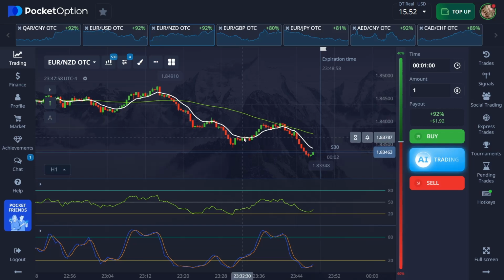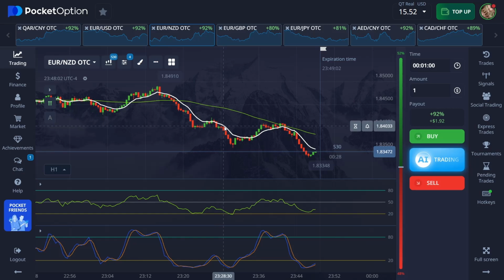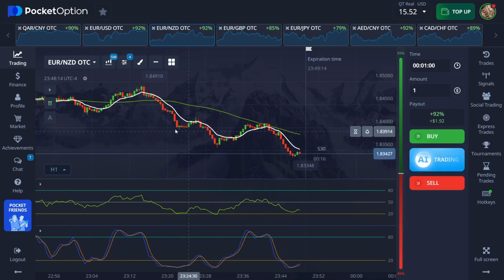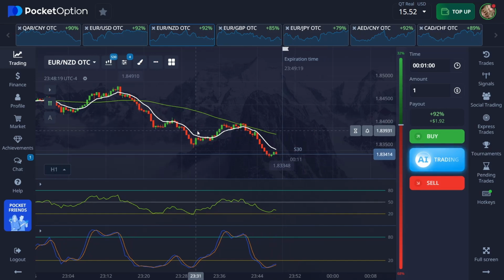Whenever you see this, you see how far apart the moving averages are, and how price is hugging the 50 SMA. That tells you that the downtrend is really strong. You're in a very strong downtrend or trend, depending on the trend you are in. But here we are in a downtrend.